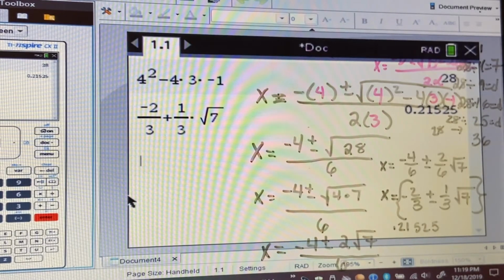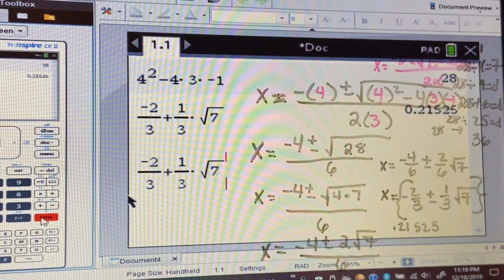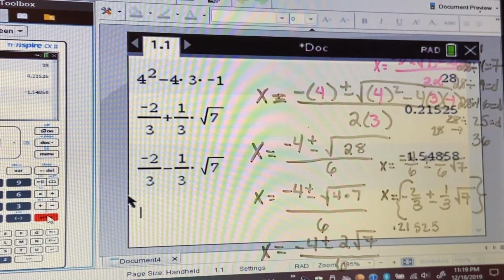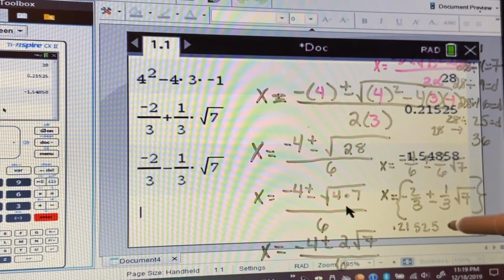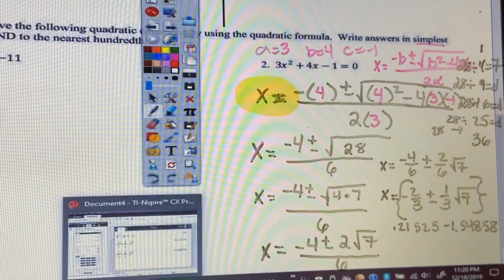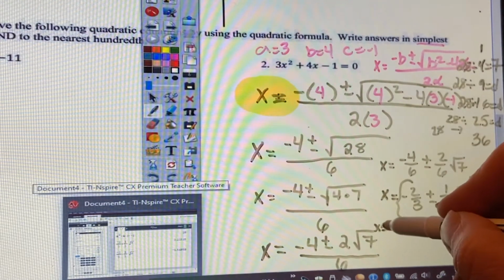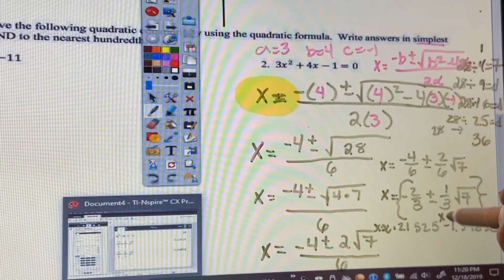Then I would hit up, enter. Change this to a minus. Enter again. And that's hard to see, I know. It's -1.54858. And I should say about, and x is about here.